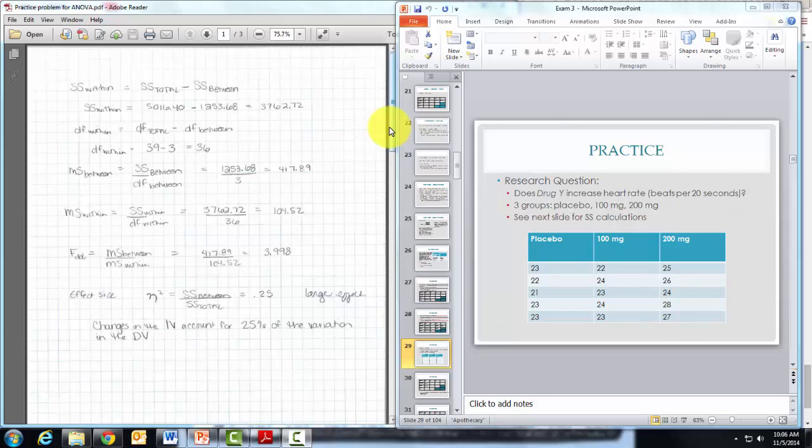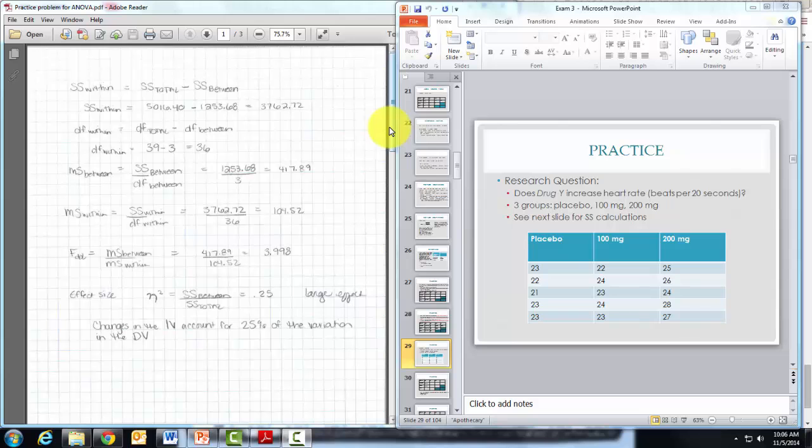So for this one, our question is, does drug Y increase heart rate, which is measured in beats per 20 seconds? And in this research question, we have 3 groups. We're going to have a placebo group with 5 individuals who are randomly assigned to that group, a 100 milligram group, and a 200 milligram group.